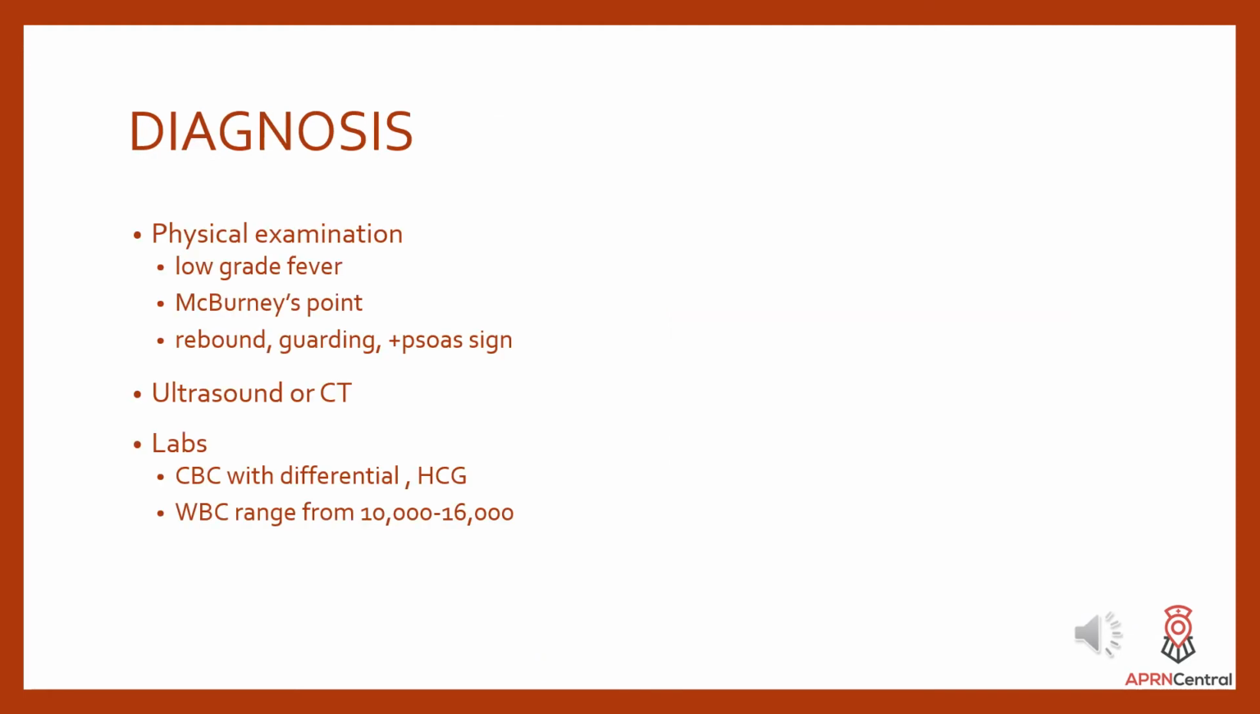So with appendicitis, your history of present illness and your physical exam are going to guide your diagnosis. Like we talked earlier, low-grade fever, pain to McBurney's point, rebound, guarding, psoas or obturator sign, may make you suspect appendicitis. Like we talked about earlier, you want to try to use low radiation versus high radiation. If you can do an ultrasound and get your diagnosis, that is great.